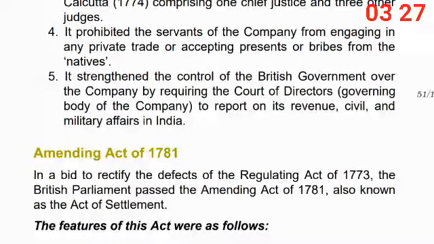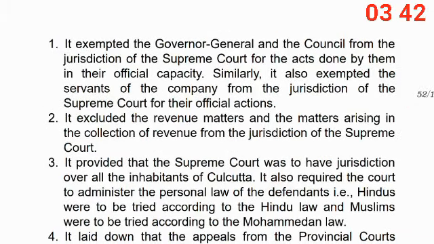In a bid to rectify the defects of the Regulating Act of 1773, the British Parliament passed the Amending Act of 1781, also known as the Act of Settlement. It exempted the Governor General and the Council from the jurisdiction of the Supreme Court for the acts done by them in their official capacity. Similarly, it also exempted the servants of the company from the jurisdiction of the Supreme Court for their official actions.